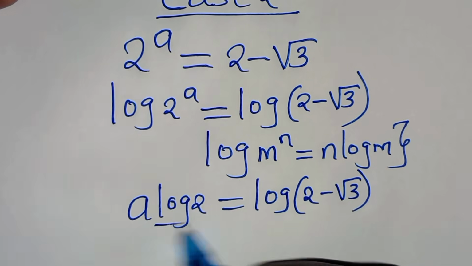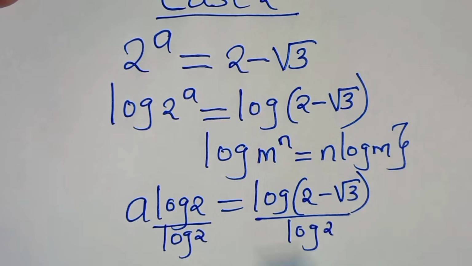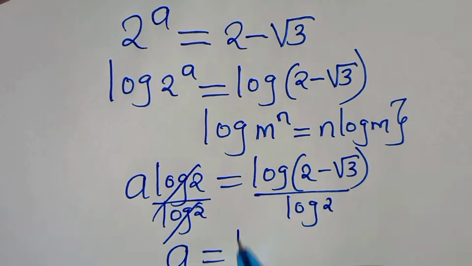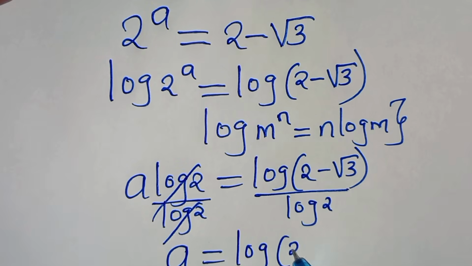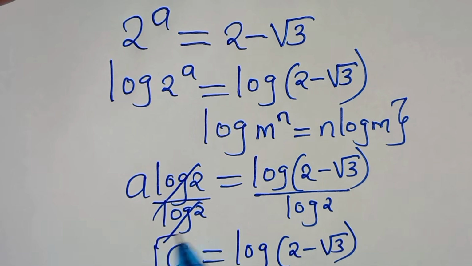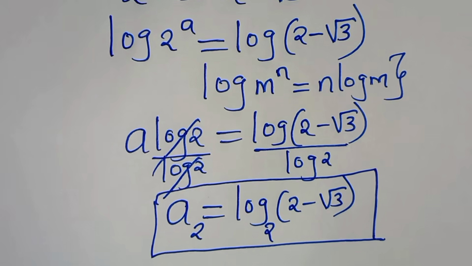So let's divide both sides by log 2. And this implies that a is equal to log of 2 minus square root of 3 to base 2. So this is the value of a2. Now let's verify that a1 and a2 satisfy the equation.